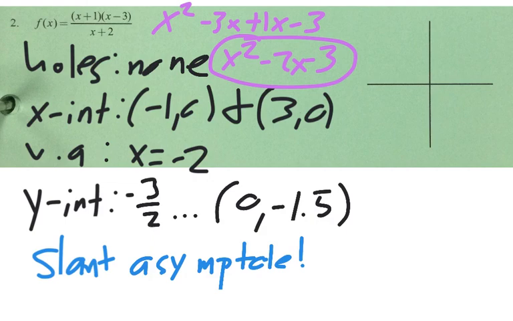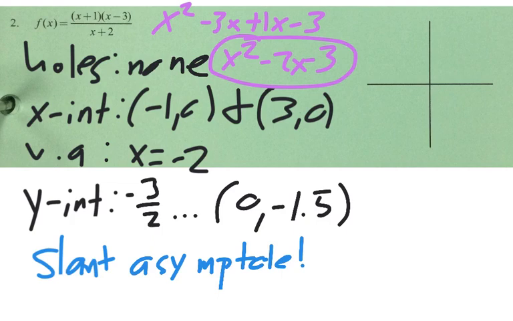The degree of the numerator was 2. The degree of the denominator is 1. So because the degree of the numerator is greater than the degree of the denominator, I have a slant asymptote at the line y equals the answer to our long division question. So I have to do the long division this time.